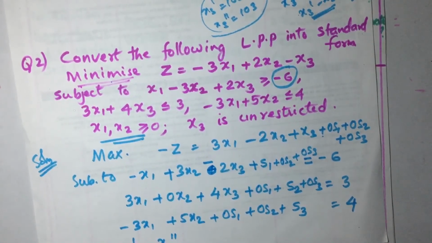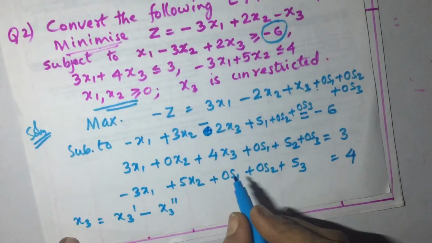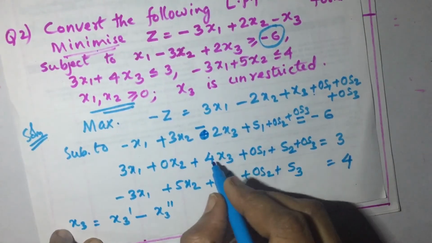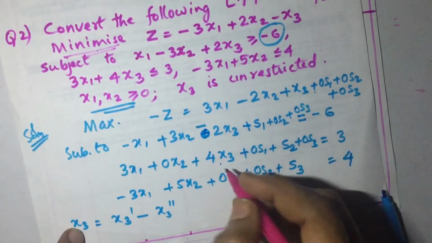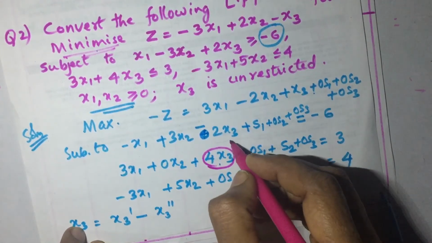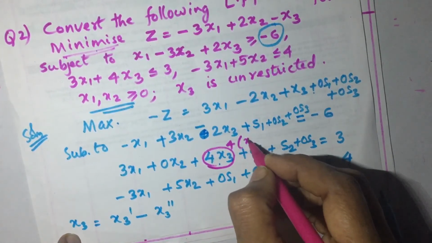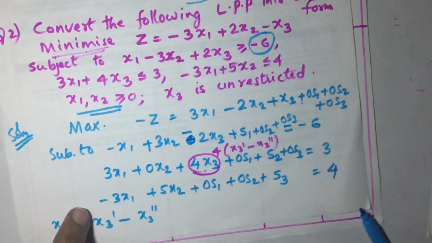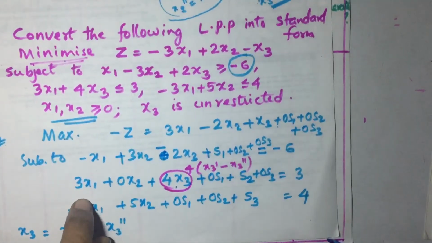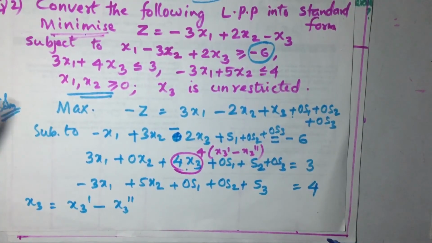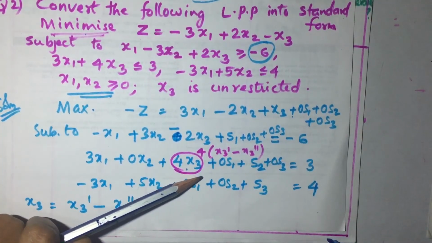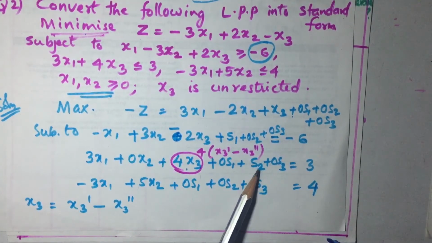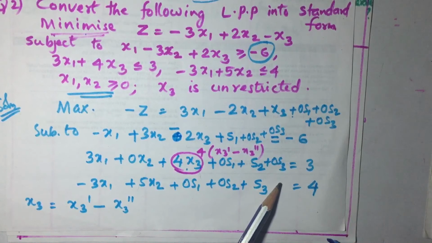Okay, so here what we have to do is, now here it is 4x3 is given. Okay, so that 4x3 will be, I have to replace this 4x3 this 4x3 will be replaced by 4 instead of x3. I will write x3 dash minus x3 2 dash. Okay, so in a total this equation will be 3x1 plus 0x2 plus 4x3 dash minus 4x3 2 dash plus 0s1 plus s2 plus 0 S3 equal to 3.